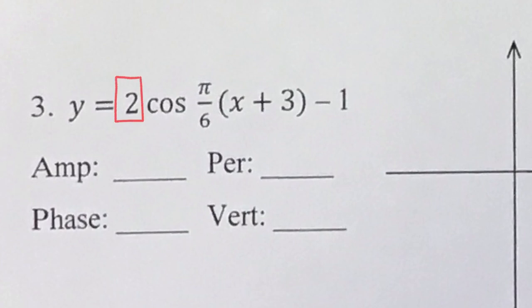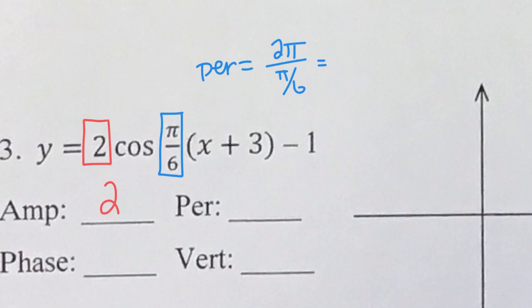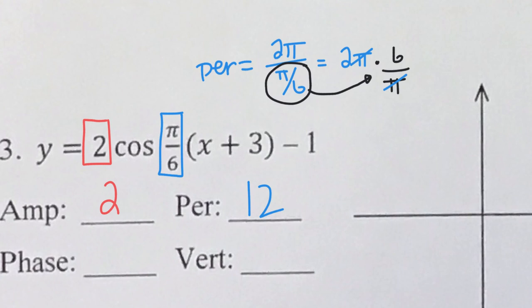We have an amplitude of 2. Let's calculate our period. So the period is always 2 pi divided by your b value. So 2 pi divided by pi over 6. Do we divide by a fraction? No, we switch and multiply by the reciprocal. So rather than dividing by pi over 6, I multiply by 6 over pi. And 2 pi times 6 divided by pi is just 12. So this graph has a period of 12.